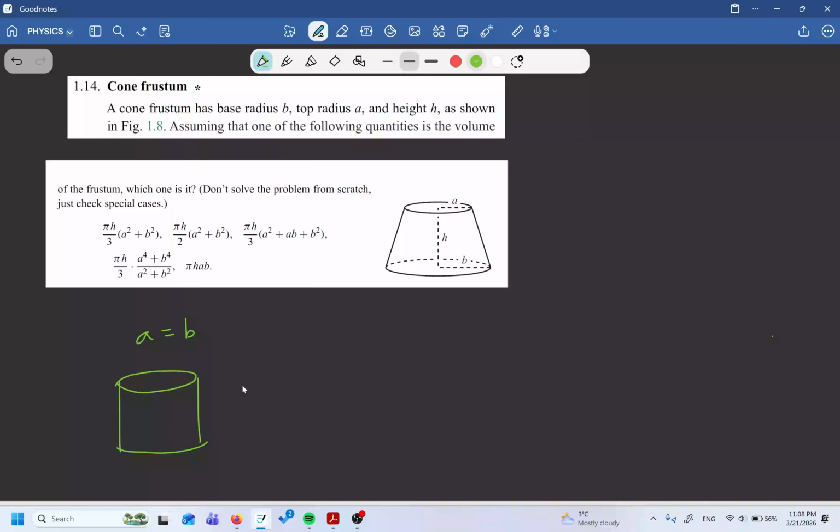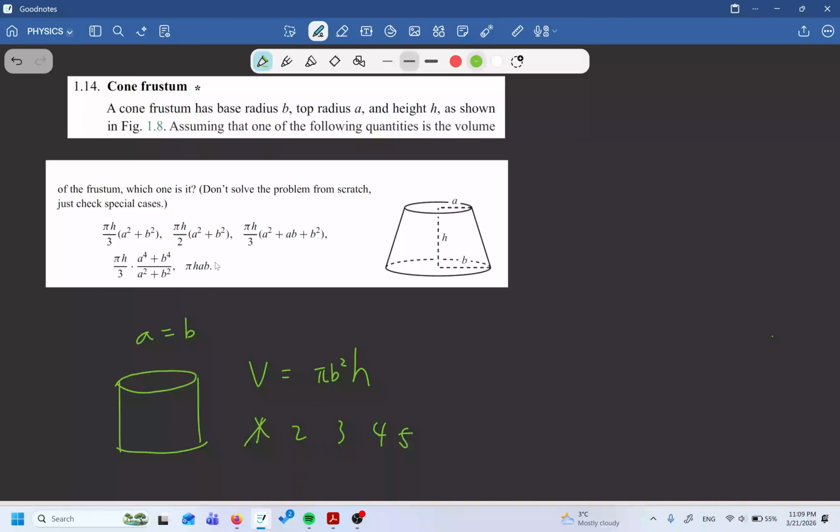And what is the formula for the volume of a cylinder? It would be pi b squared times h. And so when a equals b, V needs to be equal to pi b squared h. So which one is it? Here, it's obviously wrong, because if a is b, then it'll be 2b squared pi h over 3. So the first choice is wrong.